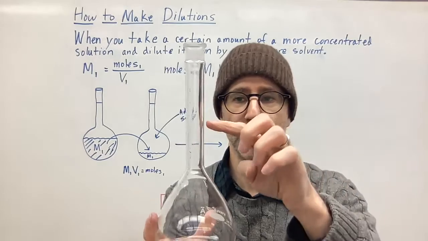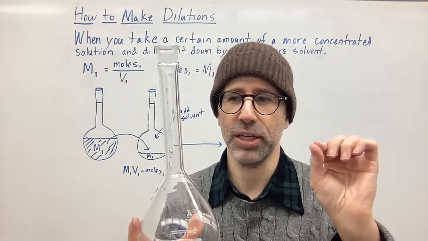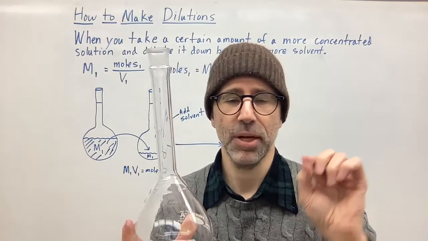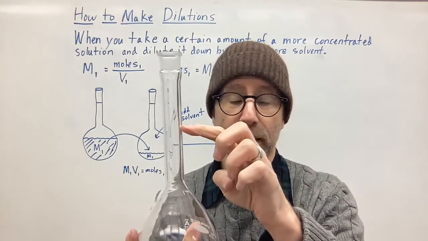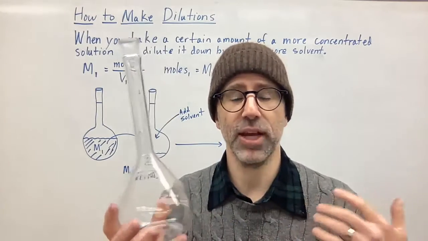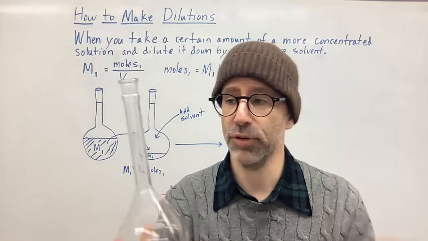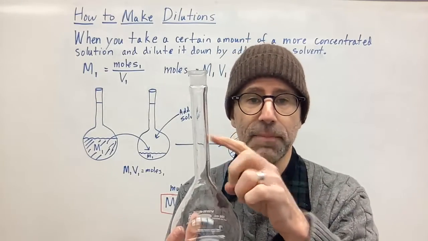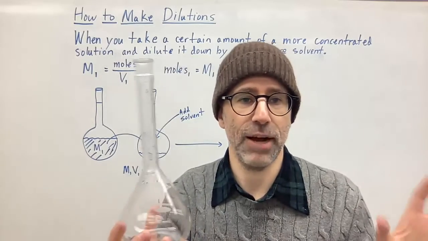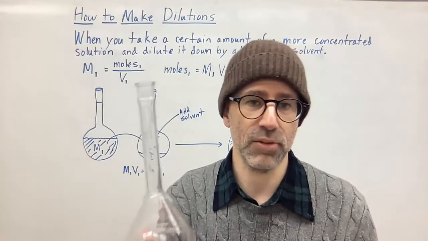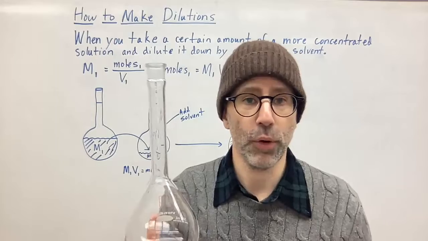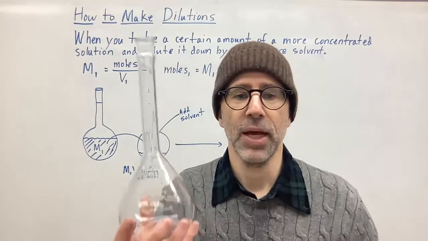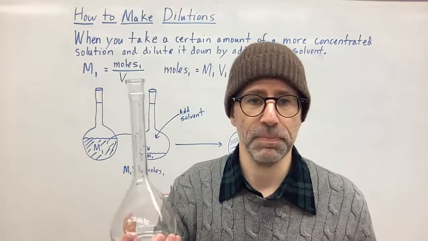When you get to the top, you want to add really small amounts, drop by drop, little by little, so that you don't go over the line. Because if you go over the line, you have to start all over. You can't take the solvent back out. That's a waste of chemicals, so you don't want to do that. You have to be very careful. And that's how you make a diluted solution.